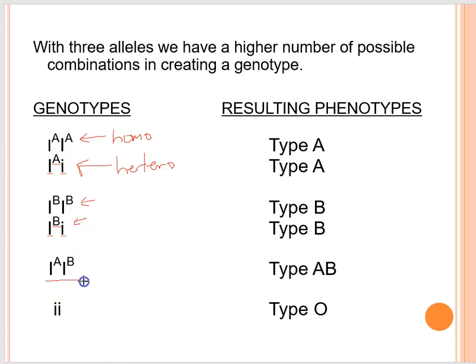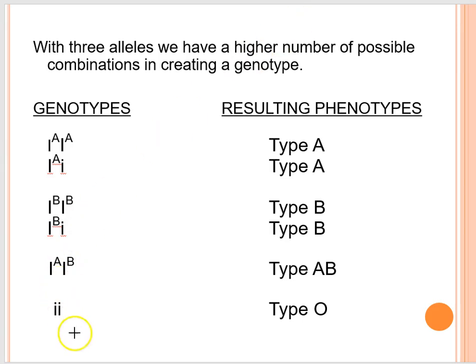IAIB gives us type AB blood. Are these 2 dominant to each other? Does one take over? No, that's why we have type AB blood. What would that be considered from yesterday? Codominance. We have codominance within an allele that also shows dominance. See how this gets confusing? And then, of course, 2 little i's is type O.